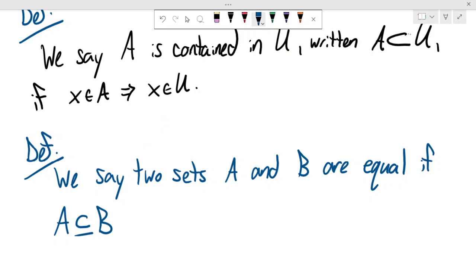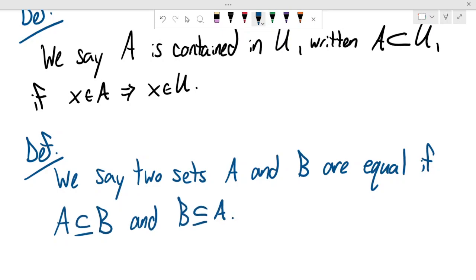I didn't do that here because it's kind of implied that U is like a larger set and, you know, that A is not equal to U. But if there is a possibility of equality, we write it like this. And B is contained in A.